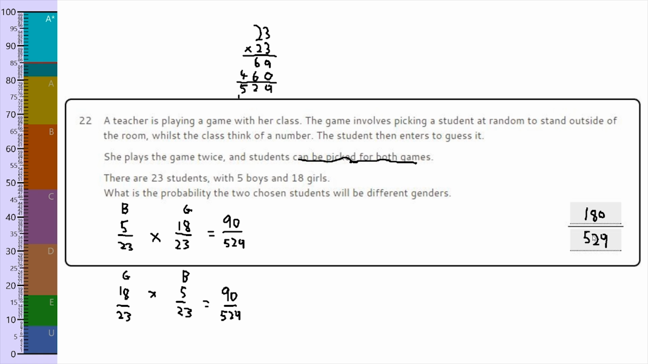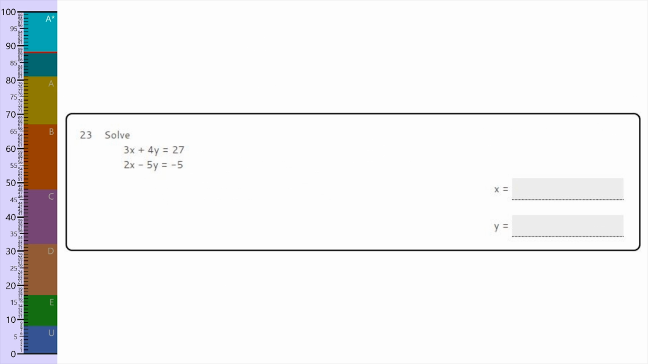Now 529, I don't think that cancels, although who knows, it probably does, but I'm not going to bother cancelling it. Please do in the exam. It's not obvious that cancels. I don't think it does though. I think they're purely in the 23 times table, not sure though. Alright, let's move on. So question 23, pause the video now and have a go.